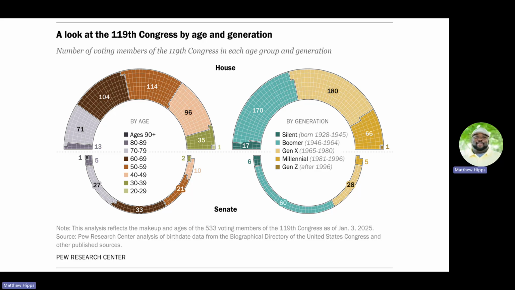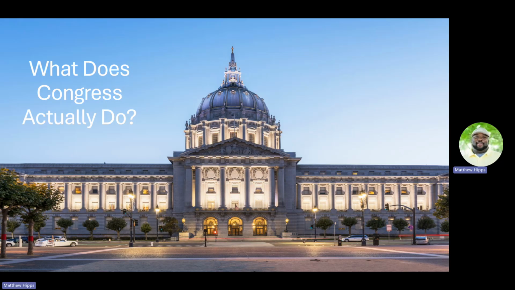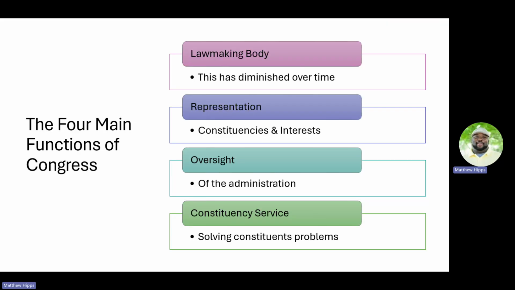All right, last thing we're going to talk about is the four major roles of Congress. So Congress has four broad jobs that they're supposed to do. Obviously, there's some nuance and detail within each of these, but we're going to try to cover it at a pretty high level. So lawmaking, representation, oversight, and constituency service. And we're going to talk about each one of those in a little more detail.